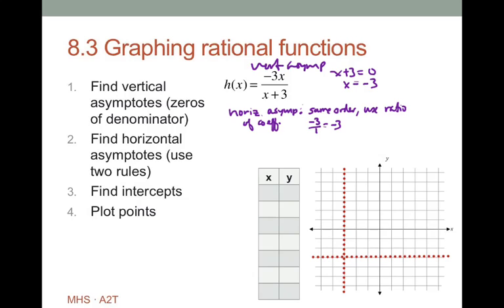Okay, so negative 3 over 1 is negative 3. So there is your horizontal asymptote. Next, you want to plot intercepts. Plug in 0 for x and see what you get. Plug in 0 for y.